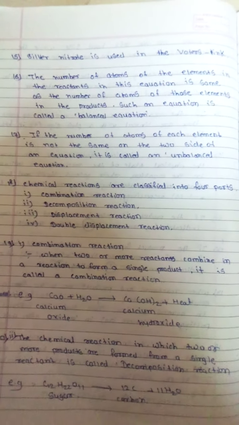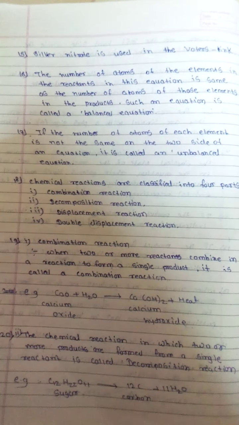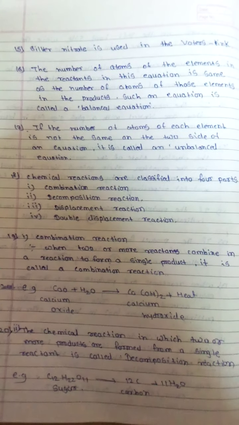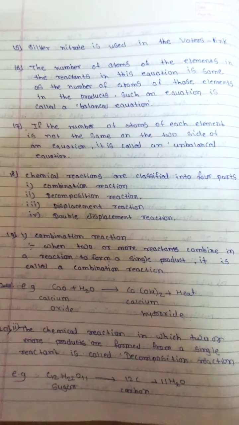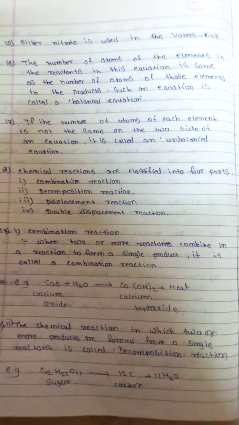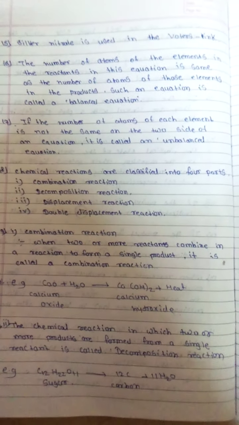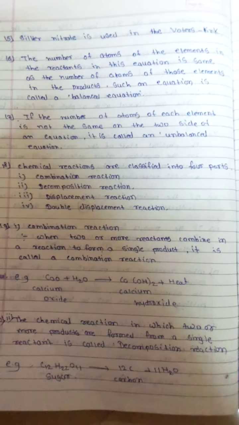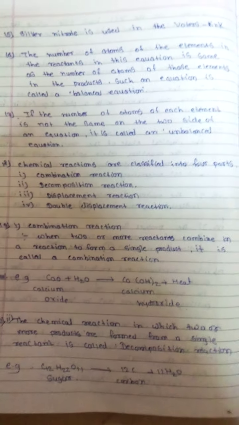If the number of atoms of each element in the reactants in the equation is the same as the number of atoms of those elements in the products, such an equation is called a balanced equation. If the number of atoms of each element is not the same on the two sides of the equation, it is called an unbalanced equation. Chemical reactions are classified into four types: combination reaction, decomposition reaction, displacement reaction, and double displacement reaction.